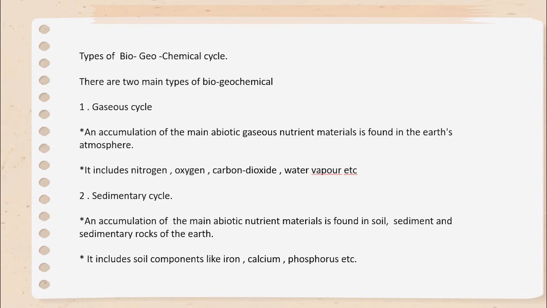Whereas in sedimentary cycle, there is an accumulation of main abiotic nutrients in soil, sediments and sedimentary rock of the earth, and it includes soil components like iron, calcium, phosphorus, etc. Not only this, gaseous cycle is a speedier cycle than sedimentary cycle.